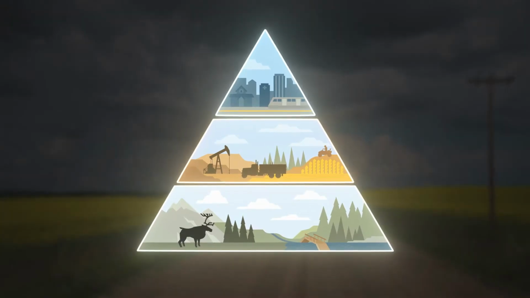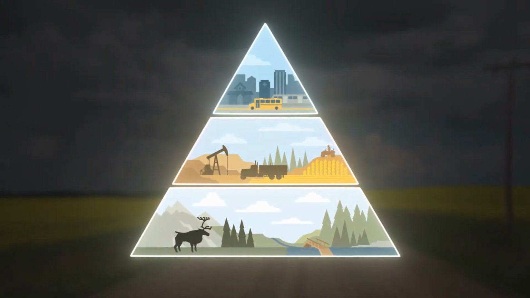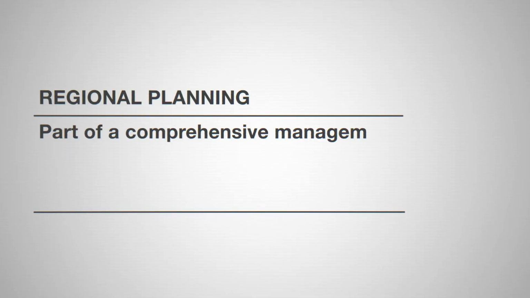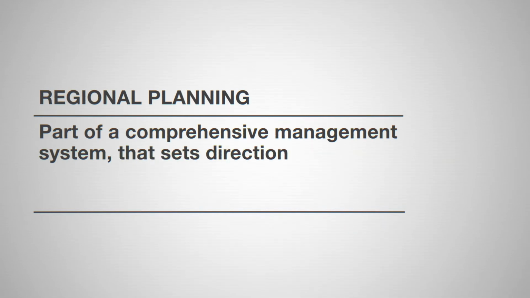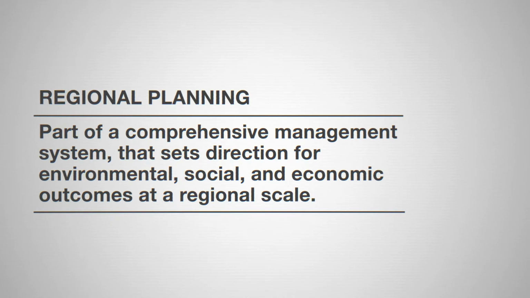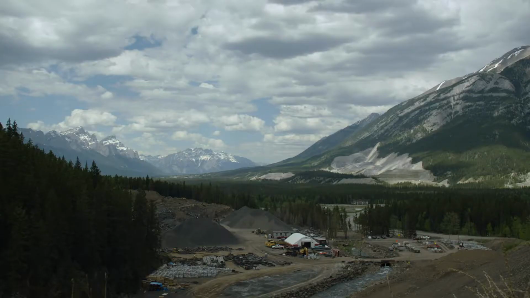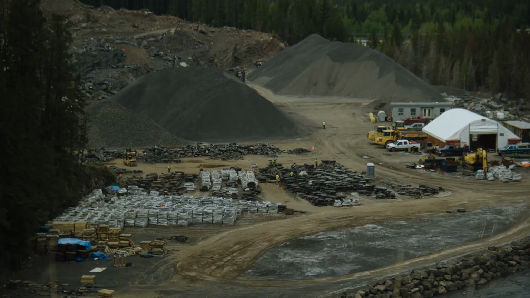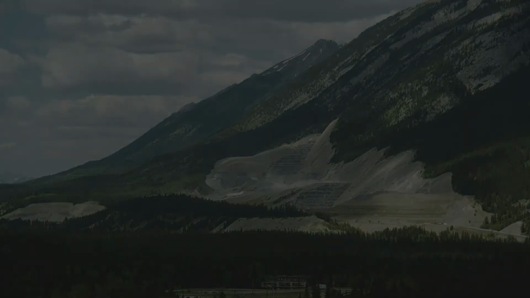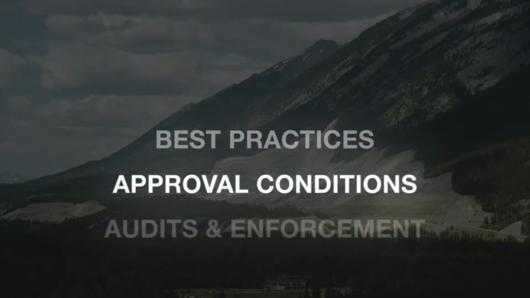Regional planning focuses on how we can achieve a healthy environmental foundation to support our economy while considering the connection and values people of Alberta have with the landscape. Regional planning is part of a comprehensive management system that sets direction for environmental, social, and economic outcomes at a regional scale. Additional planning can occur at the local level to consider industrial footprint, recreation, and other activities in support of achieving these desired outcomes. Other components of this comprehensive management system include policies, such as environmental management frameworks, best practices, approval conditions, audits, and enforcement.